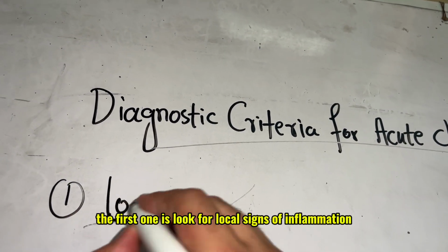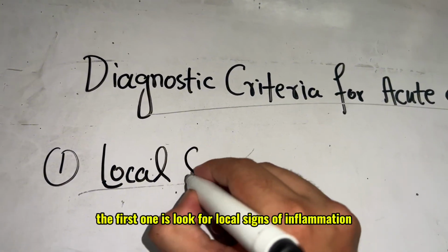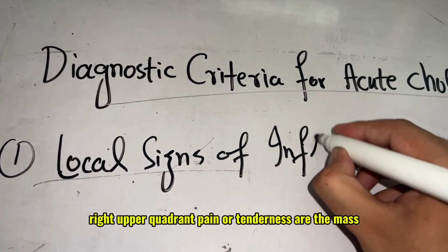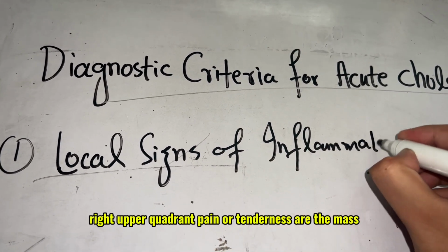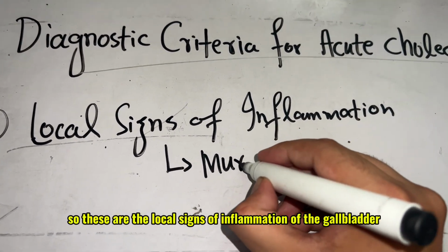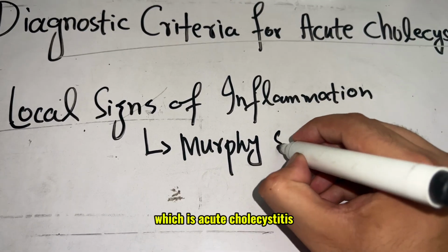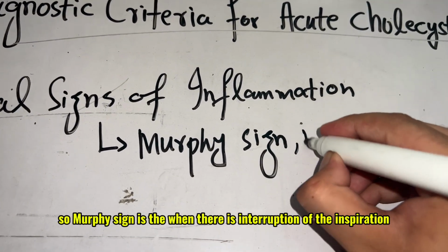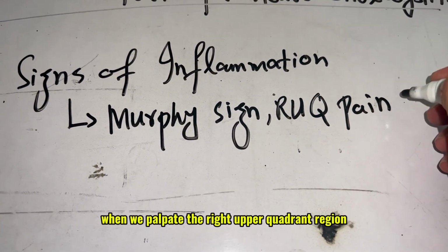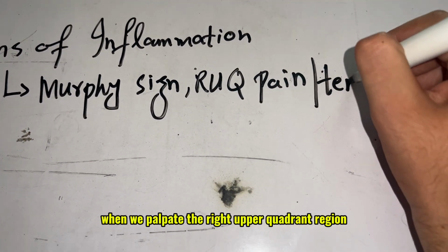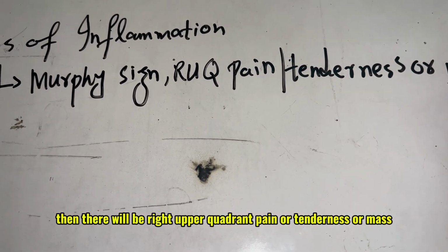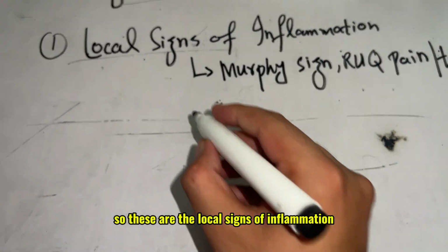The first one is to look for local signs of inflammation, like the Murphy sign, right upper quadrant pain or tenderness, or a mass. So these are the local signs of inflammation of the gallbladder, which is acute cholecystitis. Murphy sign is when there is interruption of the inspiration when we palpate the right upper quadrant region. Then there will be right upper quadrant pain or tenderness or mass. So these are the local signs of inflammation.